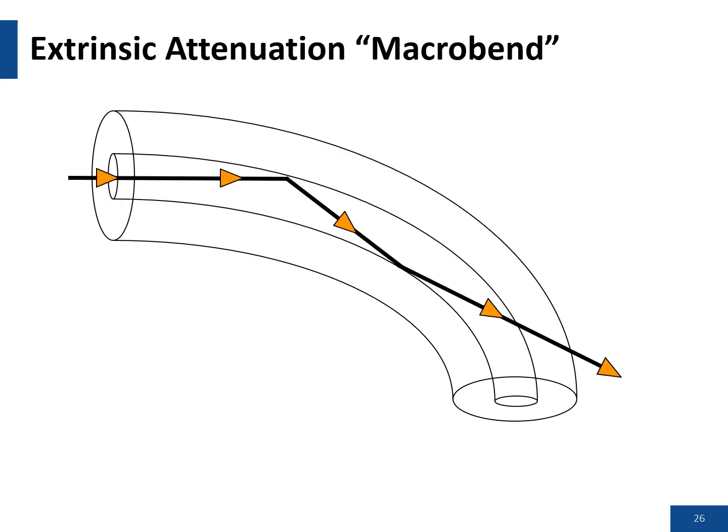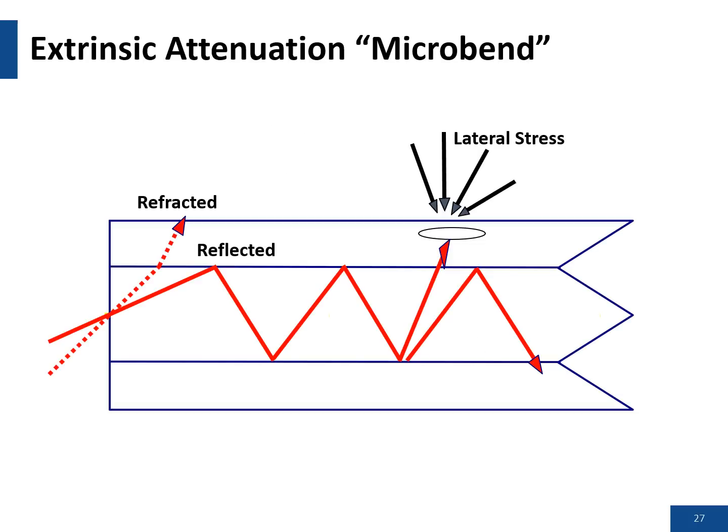Extrinsic attenuation that also takes place is, again, caused by man. They are values that are not desirable. The first one is macrobend, and these are large angle bends where as you bend the fiber, you're changing the critical angle between the core and the cladding, and the light is allowed to escape. The critical angle is changing between the light rays in the core and the light's being allowed to escape from the core.